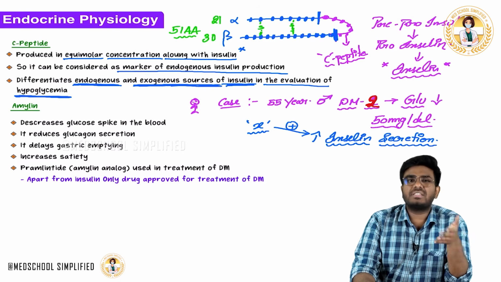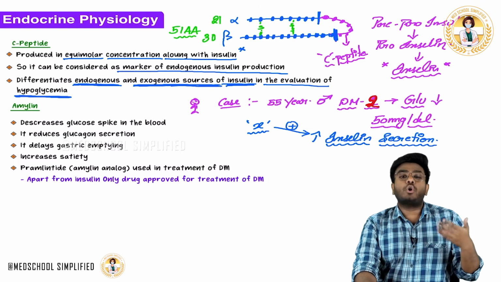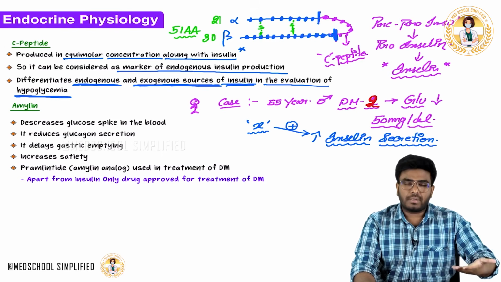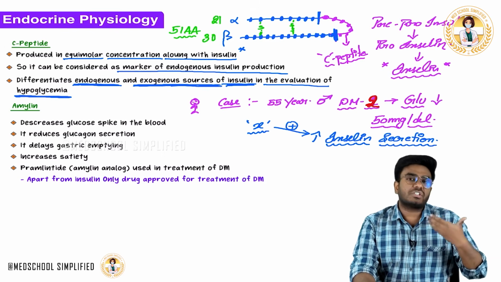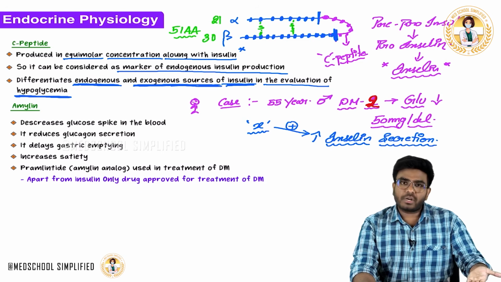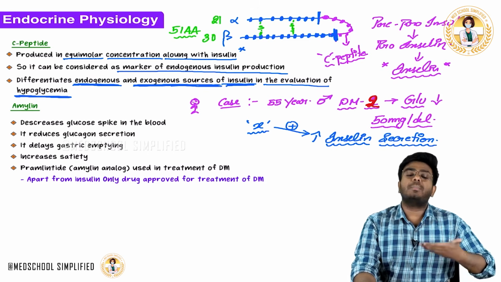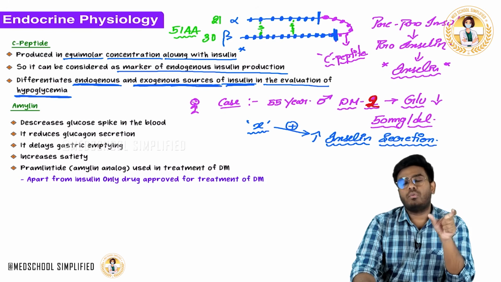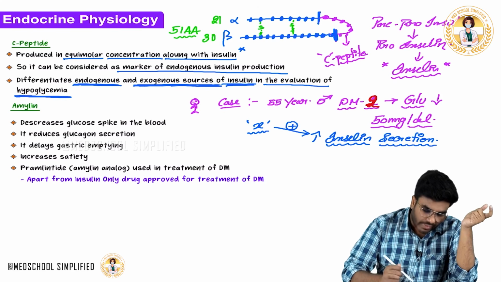Sulfonylureas and meglitinides, we know these are the insulin secretagogues. They increase the endogenous insulin secretion. If more endogenous insulin secretion is there, what happens? More insulin production as well as more C-peptide production. So the blood levels and the urinary levels of C-peptide will be more. So this is how we can differentiate the causes of hypoglycemia.